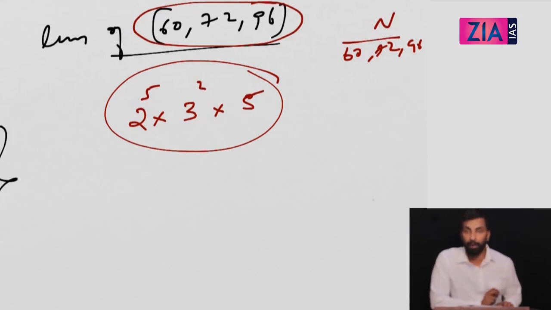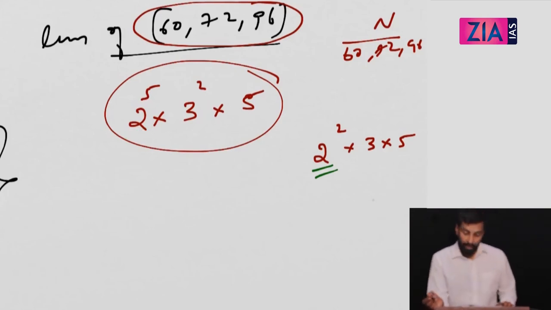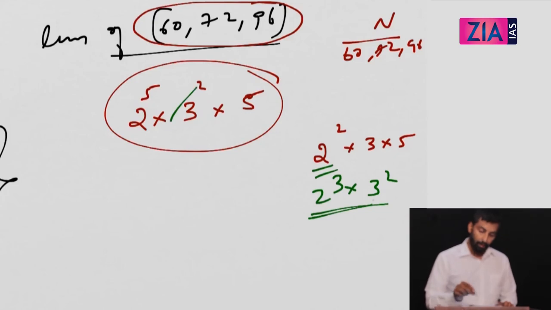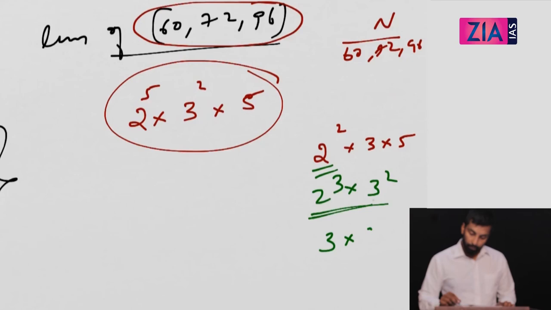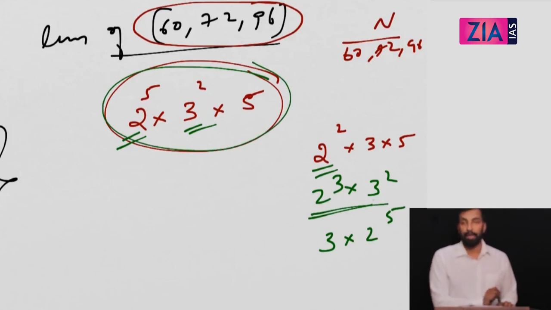You can check whether you can divide by 60. So 60 means 2 raised to 2 into 3 into 5. Can I divide? I can divide because one 5 is there, right? Then one 3 is there, I can divide. Then 2 2's are there, so I can divide it, right? Similarly 72 is 2 cube into 3 square. So I can divide 3 square here, 2 cube also I can divide, and I get a quotient. Similarly 96 is 3 into 2 raised to 5. 2 raised to 5 is here, I'll get a 3 here, I can divide. So this is my LCM.